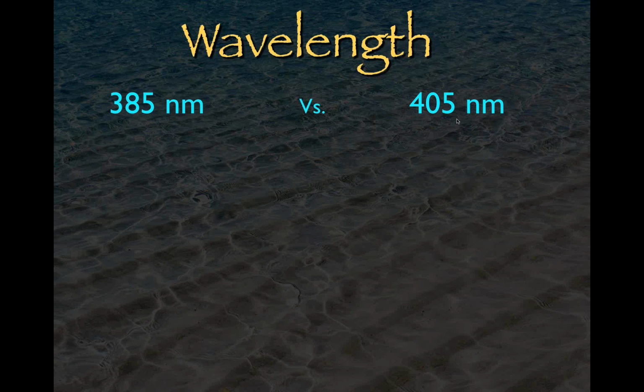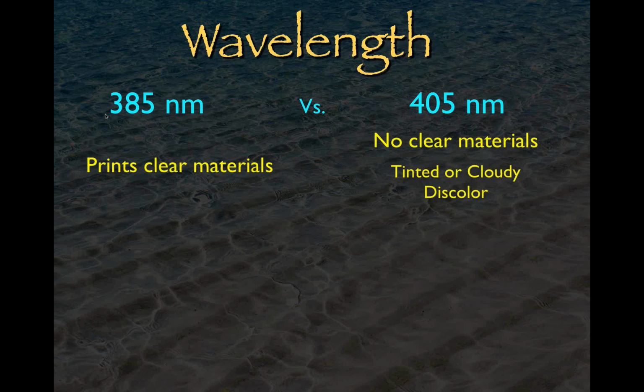And 405 is actually just barely in the visible light range. It's sort of a blue-purple light. So this would be considered visible light curing. This is ultraviolet light curing. And there's some distinct differences, okay?